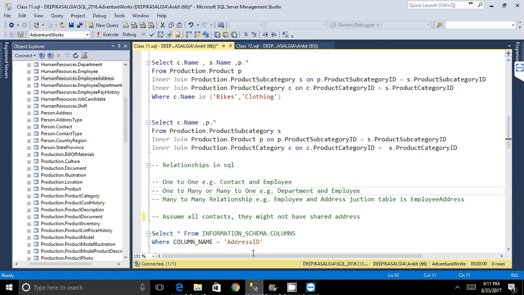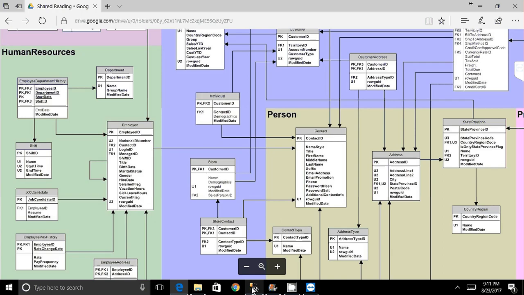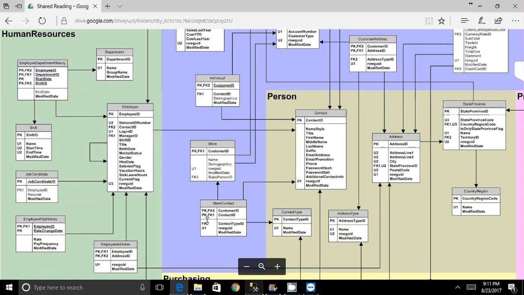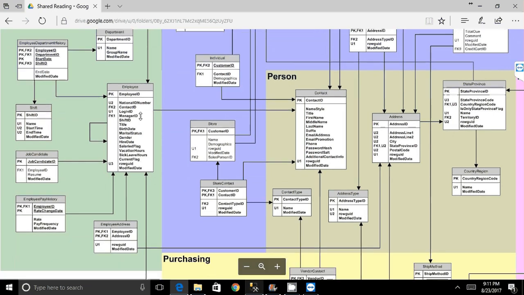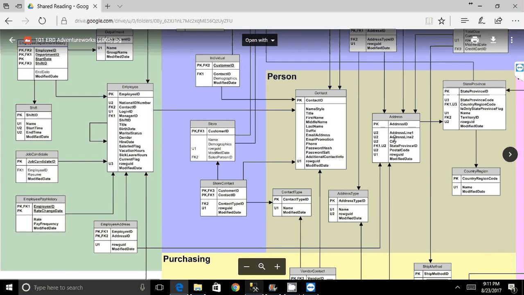Now what's the third scenario? Many-to-many relationship. What could be the case where you can have a many-to-many relationship? Let's see in here in the database. If you think about employee, look at this table. You don't have to answer quickly, but if you look at how it's designed, employee and the address table, what kind of relationship exists between them?